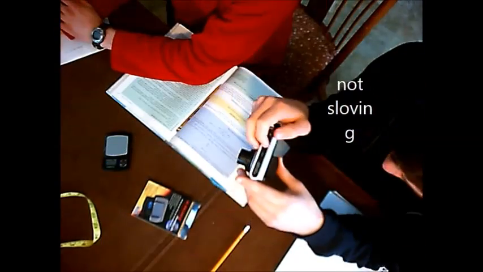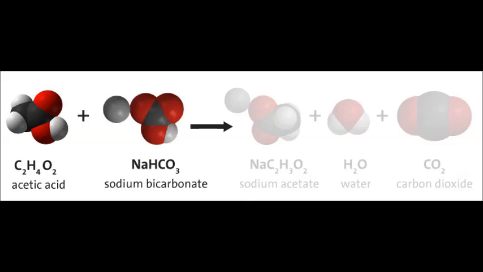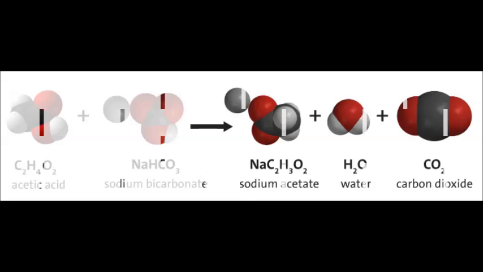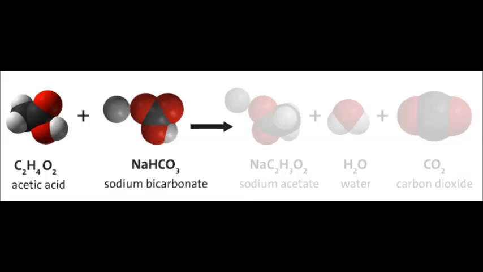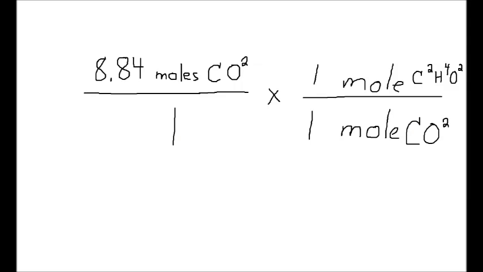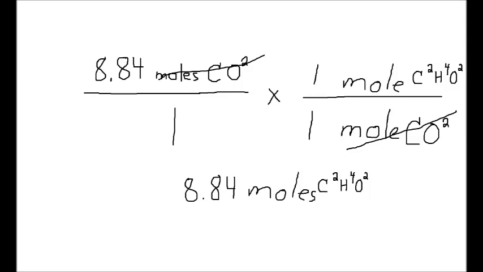But there's something I didn't tell you, which is that we're not solving for CO2. We're solving for acetic acid, so we're not done yet. Let's examine our balanced equation. We are lucky to see that our amount of CO2 is equal to the amount of our acetic acid. So we actually don't have to do any figuring. Our amount of CO2 is equal to the amount of acetic acid, at least in moles.